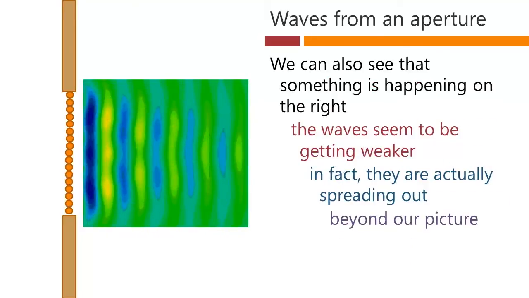Now, we do also see that something is happening on the right. The waves seem to be getting weaker out here. In fact, what's really going on is they're actually spreading out. And we'll see just what's happening here if we take a view zoomed further back from all of this.